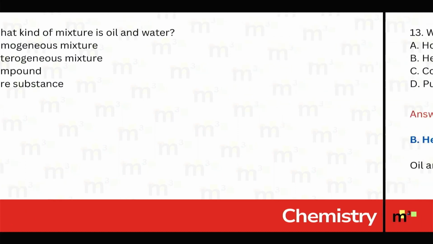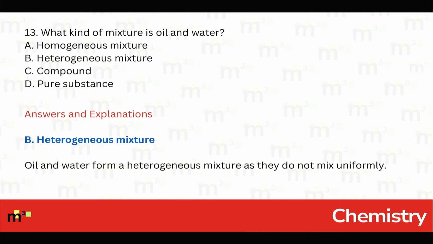Heterogeneous mixture. Oil and water form a heterogeneous mixture because they do not mix uniformly due to differences in polarity. In heterogeneous mixtures, the components are visibly distinct and can often be physically separated, like salad dressing or sand in water.